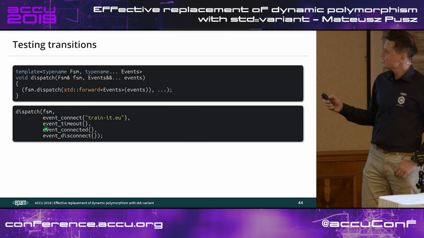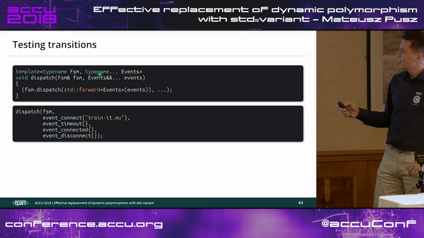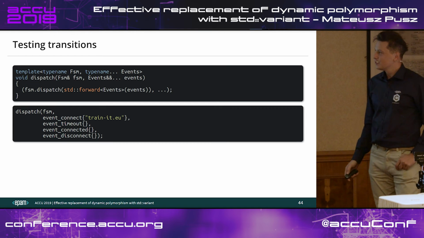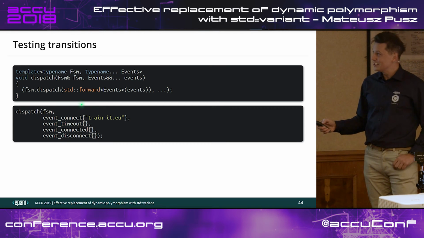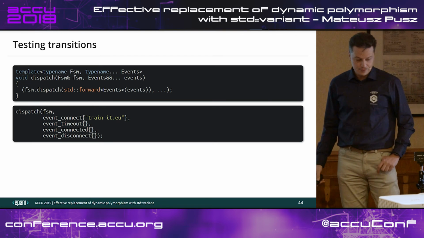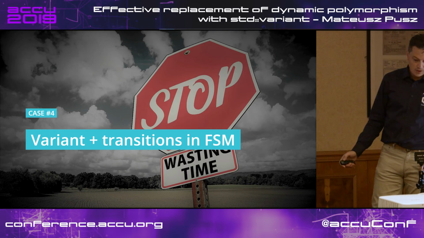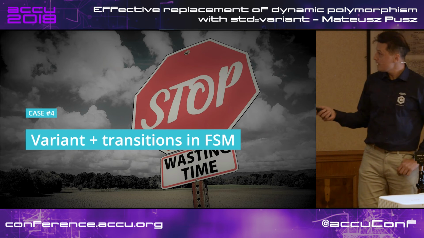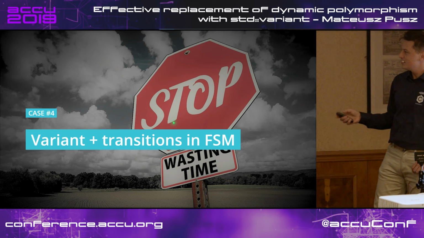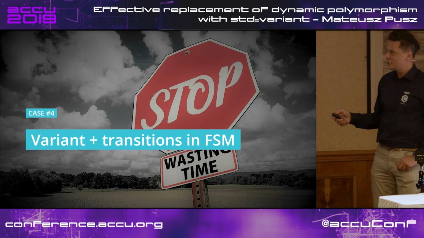While testing the transitions, once again, you can use the fold expressions, and you are just passing specific events by value here. No dynamic allocation needed, but still events provide some additional values here.